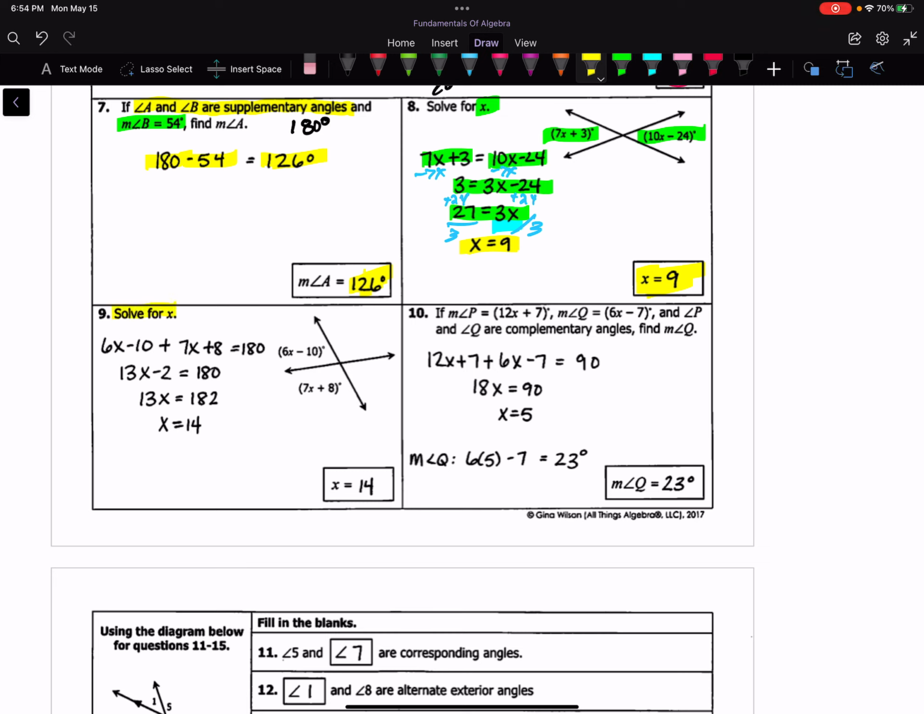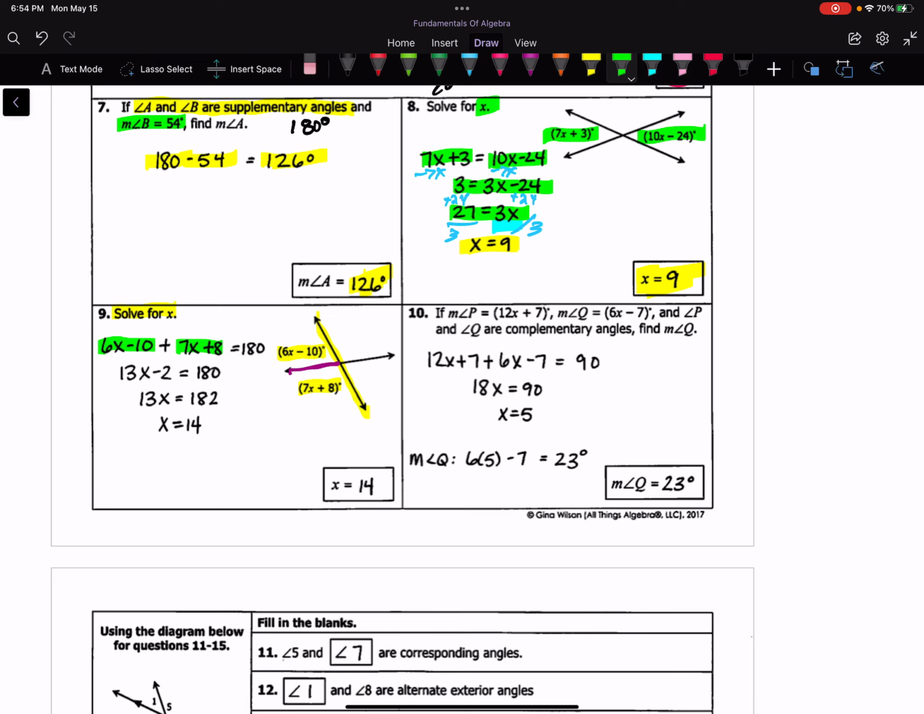Next, number 9 is the same kind of problem. We recognize that these two are supplementary, adjacent, so they make up 180 degrees on that line right there. Their shared side is this guy right here. So since they're 180, we just set their 2 equations. The first equation, 6x plus 10, and add it to 7x plus 8, and we set it equal to 180.